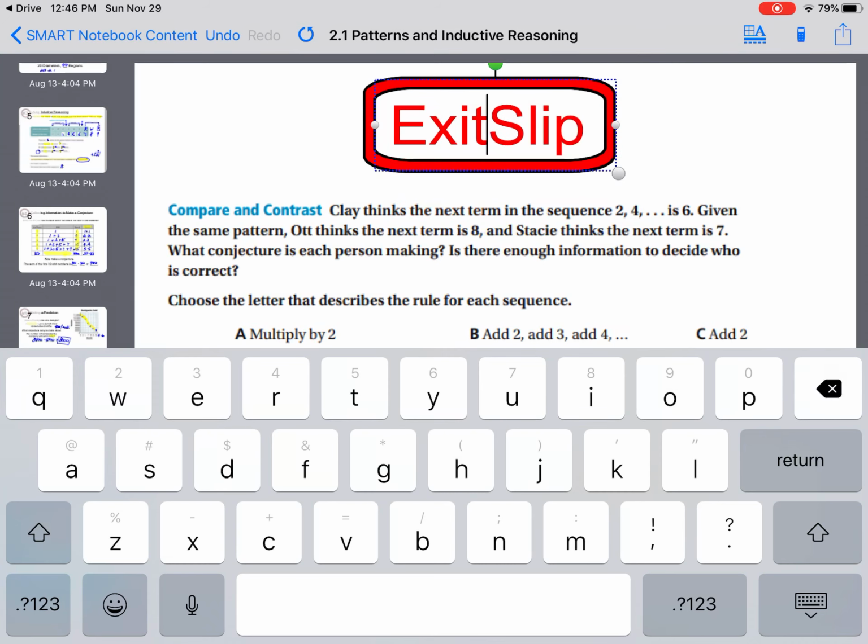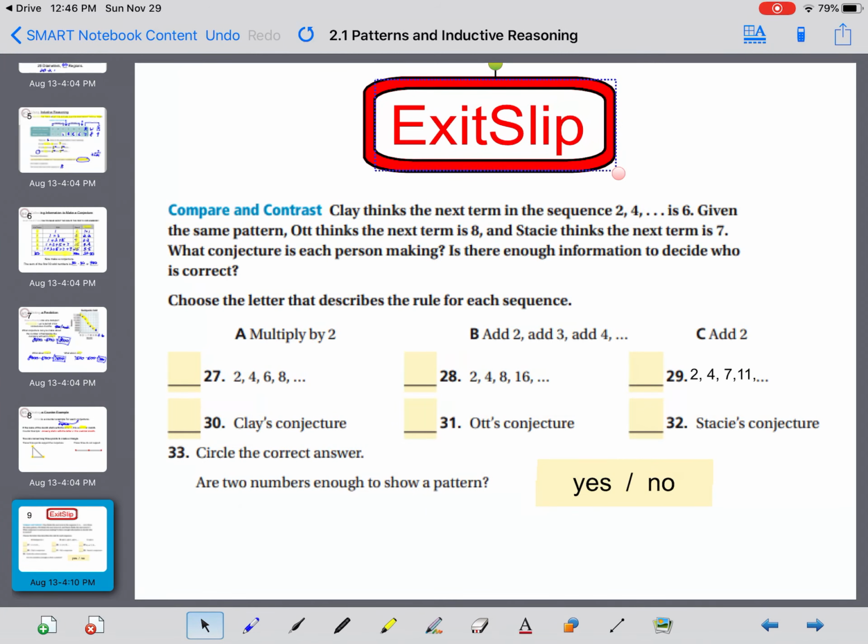Your exit slip. There we go. Clay thinks the next term in the sequence of 2, 4 is 6. Given the same pattern, Ott thinks the next term is 8. Stacy thinks the next term is 7. What conjecture is each person making? Is there enough information to decide who is correct?